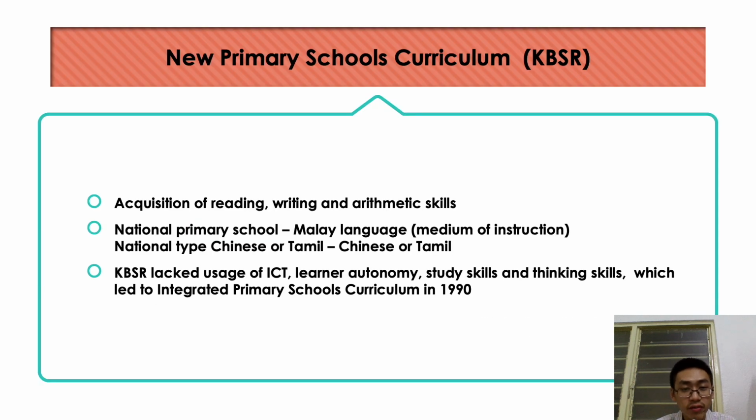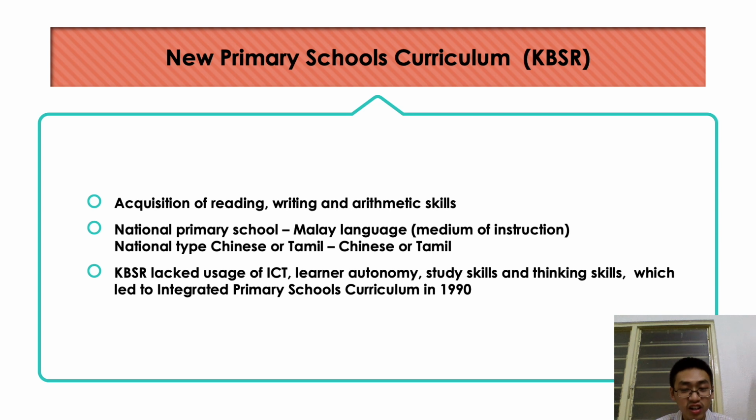The new primary schools curriculum was mainly focused on the acquisition of reading, writing, and arithmetic skills among primary school children. The national primary school was using the Malay language as the medium of instruction for most subjects except English. The national type Chinese or Tamil schools used Chinese or Tamil as the medium of instruction.